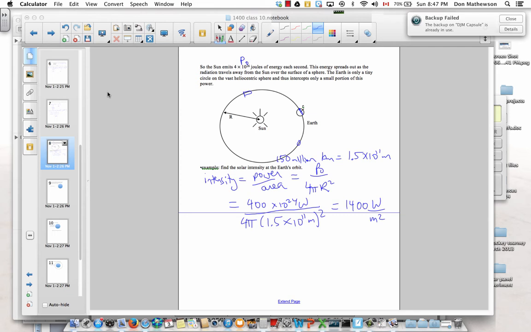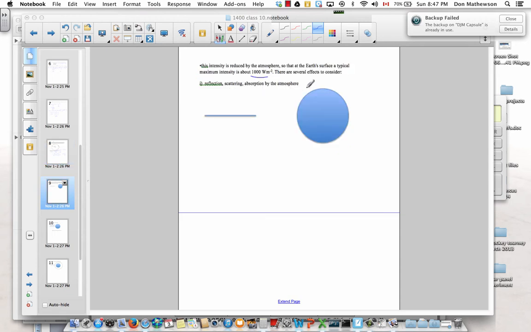Now, in order to reach the surface of the Earth, that radiation actually has to pass through the atmosphere. And therefore, that 1,400 watts per square meter is actually a little bit less by the time it reaches the surface. And the typical number we use is usually around 1,000 watts per square meter. There's several reasons why the 1,400 gets reduced to 1,000 down here.